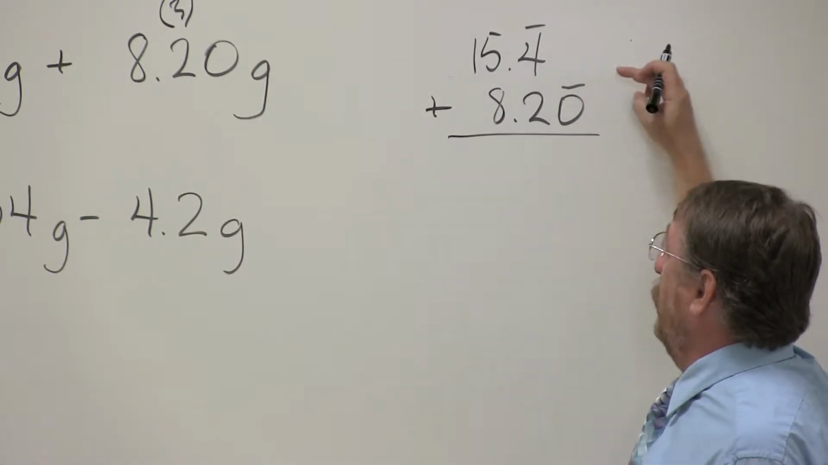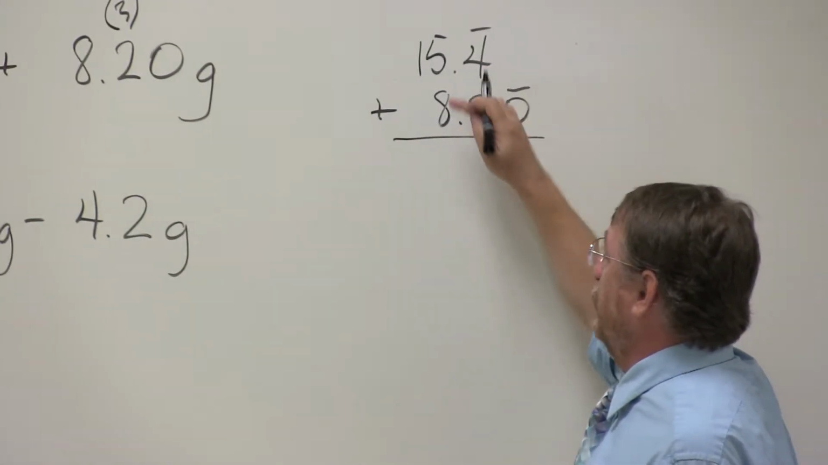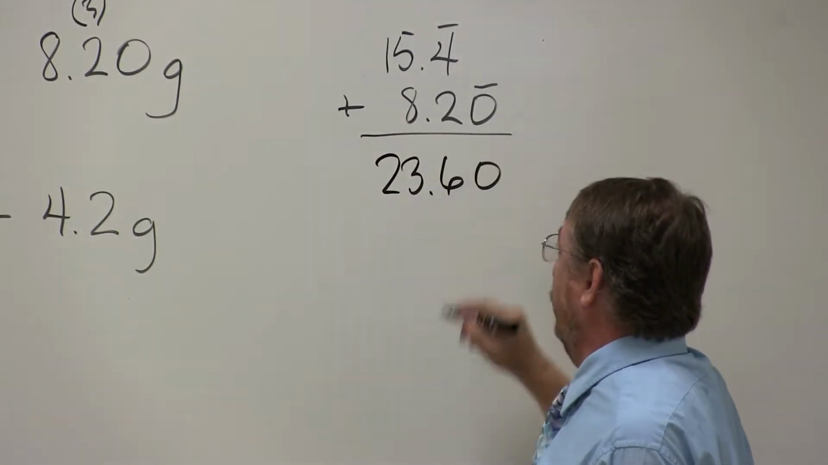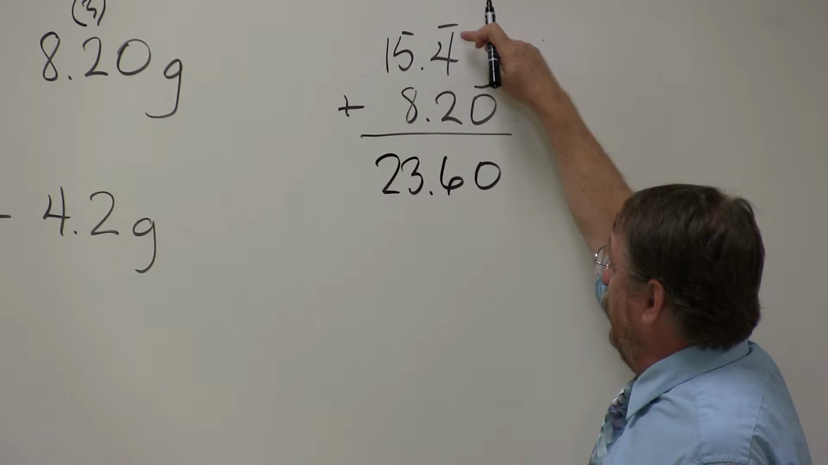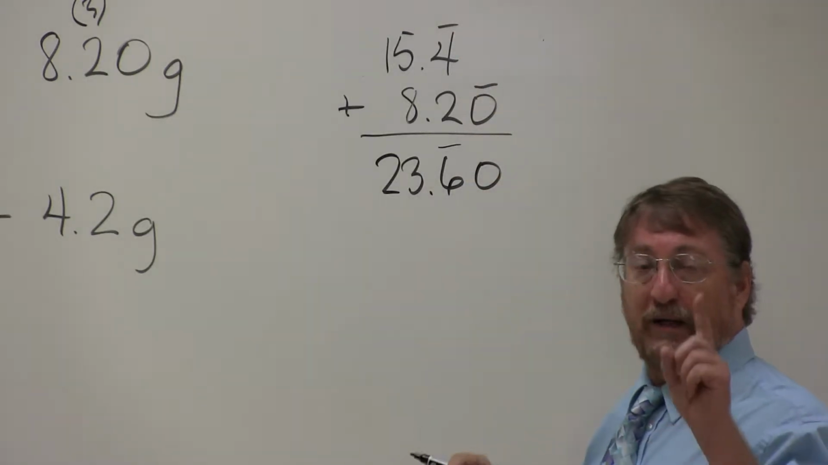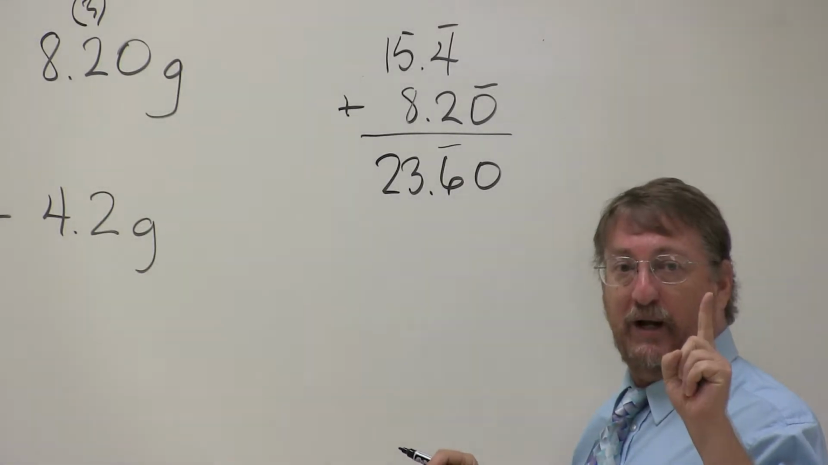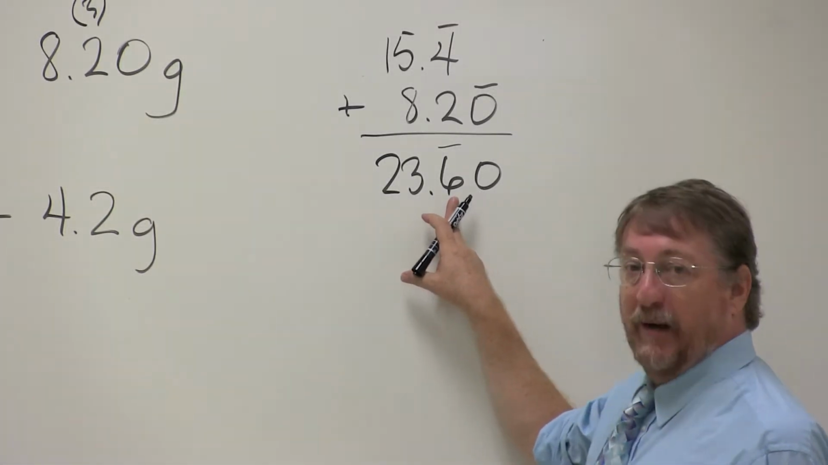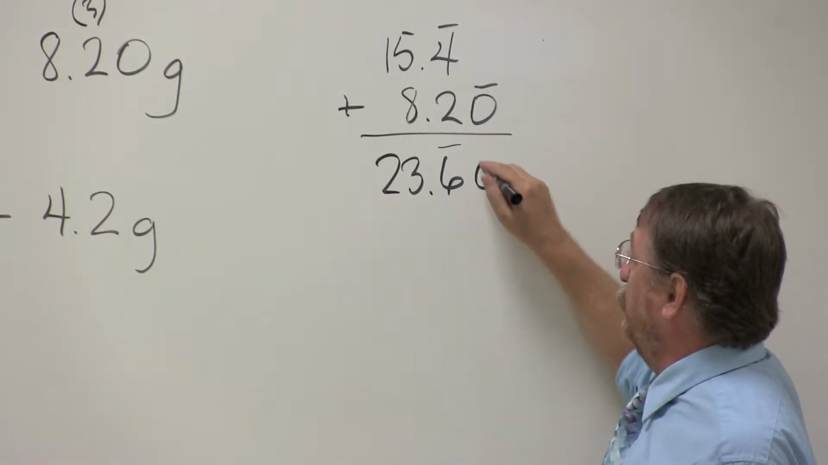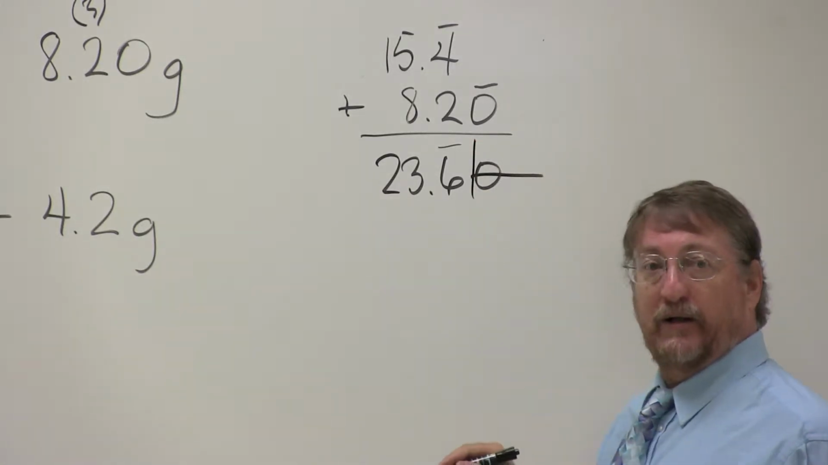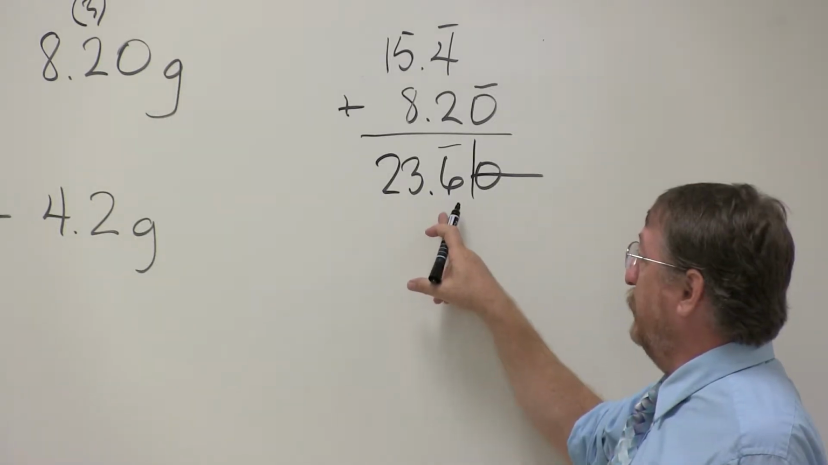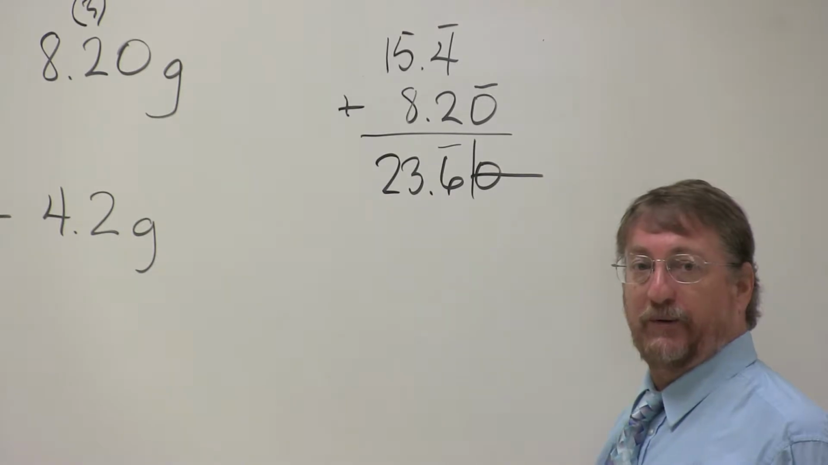So when we add up, we're going to stop at the leftmost position of uncertainty. We go through here, we'll have 23.60. You'd say, well, the uncertainty is in this 4, therefore this 6 is uncertain. We're only going to have one uncertain digit in any measurement. So that 6, maybe it's a 7, maybe it's a 5. Once we determine it's uncertain, we're going to truncate the back end. If it's 5 or greater than 5, we'll round up. So our answer here is going to be 23.6 grams.